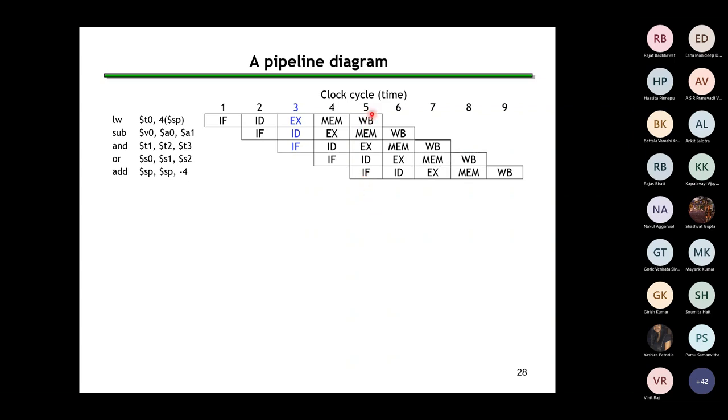See, this is the write back in clock cycle 5. The write back module is performing for instruction 1. The memory module is busy processing the second instruction. The execute module is busy processing the third instruction. The instruction decode module is busy processing the fourth instruction. And the instruction fetch module is busy processing the fifth instruction. So all modules are busy, but they are processing different instructions.